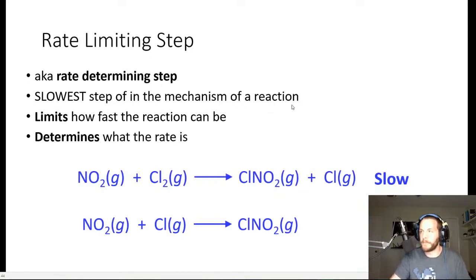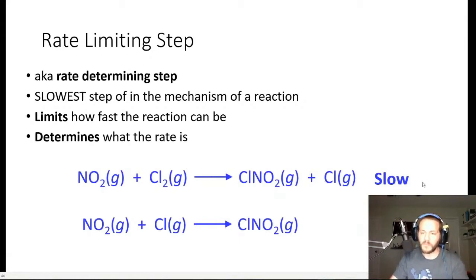Generally speaking, for chemical reactions that have mechanisms that occur by more than one step, usually one of those steps is going to be significantly slower than all of the other steps of that mechanism. And it's going to limit how fast the reaction can be. That's why we call it a rate limiting step. It's like a bottleneck. And it's also called the rate determining step because it determines what the chemical reaction rate is. The reaction can only proceed as fast as the rate limiting step will allow.